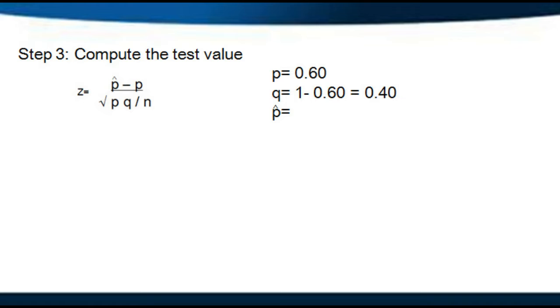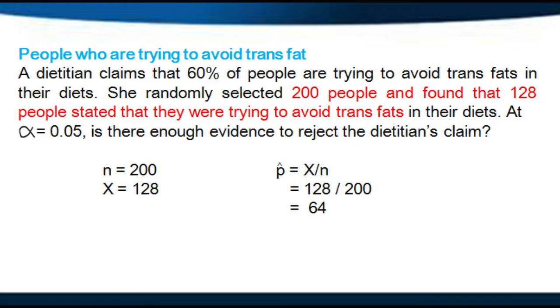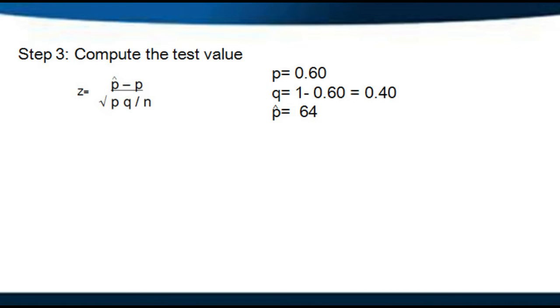P hat is not stated in the problem, so we are going to solve for it. From the problem, she randomly selected 200 people and found that 128 people stated that they were trying to avoid trans fats. We have found here the n, the sample size, which is 200, and the respondents x is 128. Since p hat is equal to x over n, we are going to substitute the values. P hat is equal to 128 over 200, and that is equal to 0.64. Our final given p hat is 0.64.